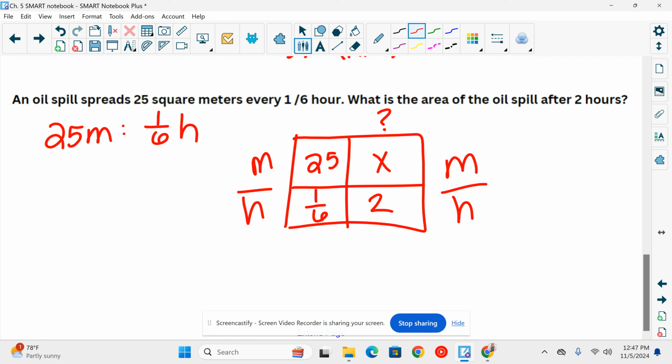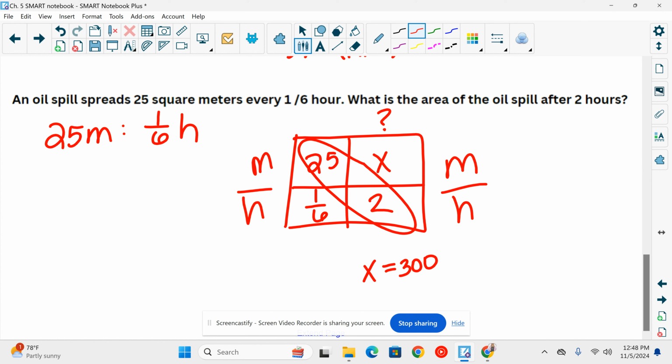And then you solve. Cross multiply and divide. And what do you get? 30. Over 50. No. 300. You should have gotten 300. You really said 50? You should have got 300.